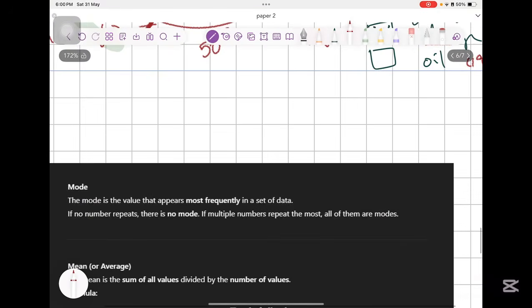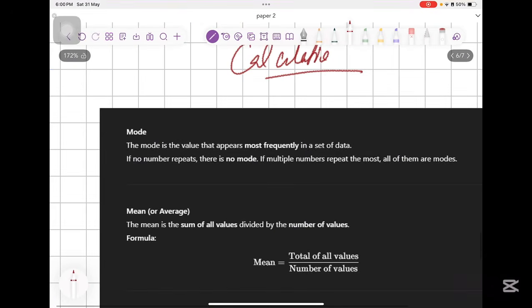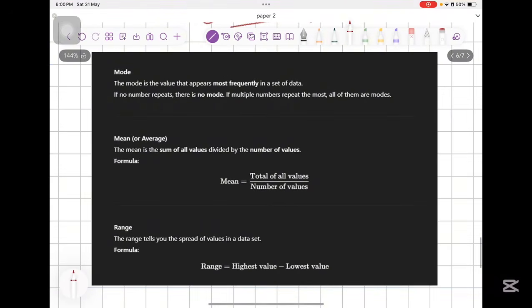Next is calculations. What do you need to know about calculations? The most important ones: mode, mean or average, and range. Range is the highest value minus the lowest value. Mode is the repeated number. For instance, you have 2, 3, 2, 2, 4, 6, 2, 5. What is the mode here? The mode is the digit 2.